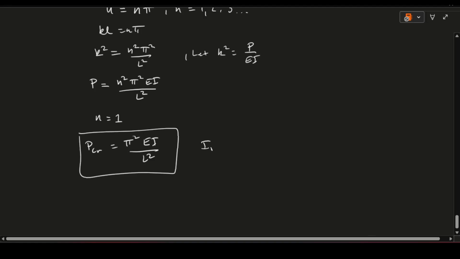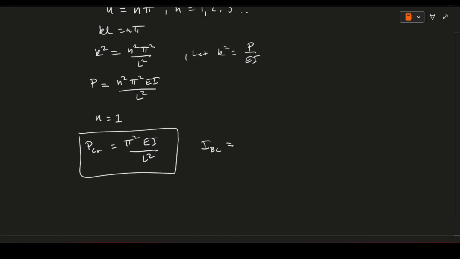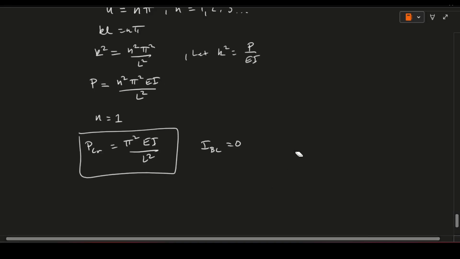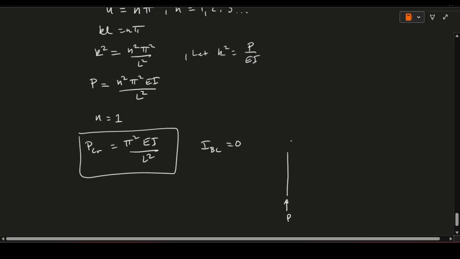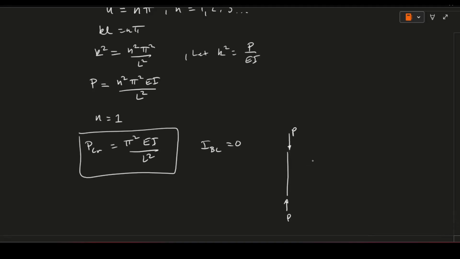This was if IBC was equal to 0. What that means in practicality is that on top of the column, it's actually nothing. It has a secondary moment equal to 0. So it's just this case, P, P. And we see that this is just the Euler buckling.